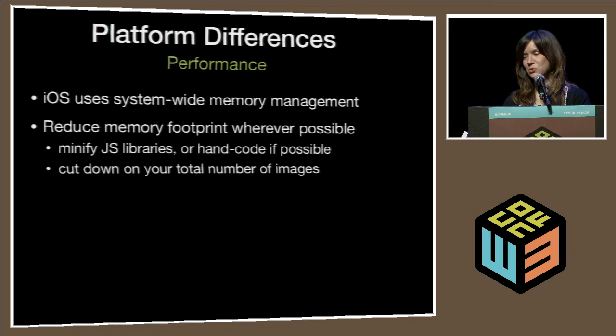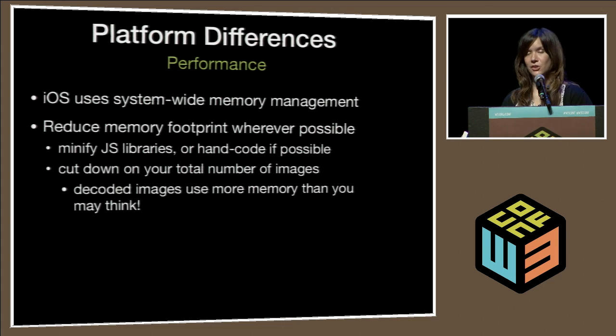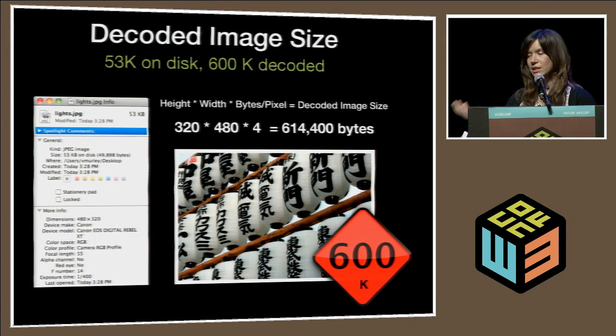Another tip is to cut down on the total number of images that you're using. Even if you're using an image for a button, for example, even using CSS to draw that button instead will reduce your memory footprint. A decoded image uses probably more memory than you would think. So here's just a really short example. This image is using 53K on disk, but when it's decoded, the amount of memory that it's using is the height times the width times the bytes per pixel, which adds up to about 600K, and that's just for one image.